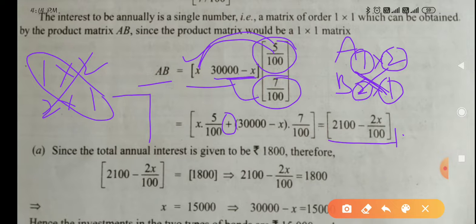So is this a 1 by 1 matrix or not? Yes, it is a 1 by 1 matrix. And AB is giving the total interest from the two bonds, from both the bonds, the total annual interest. So 2100 minus 2x upon 100 is the total annual interest from these two bonds. And according to the first part, it should be 1800. So you can take this matrix: 2100 minus 2x upon 100 equals 1800. Make the comparison and simplify.